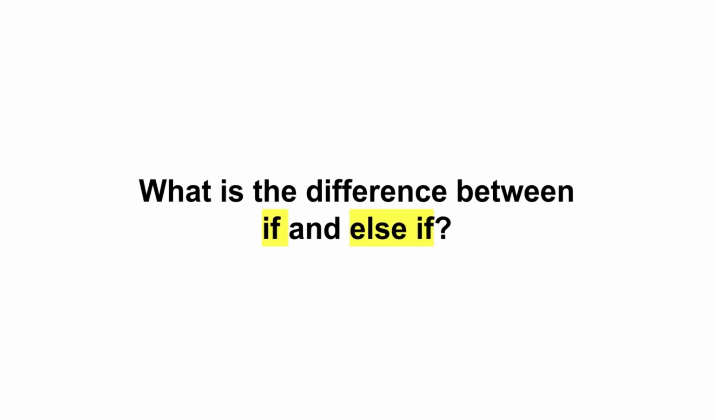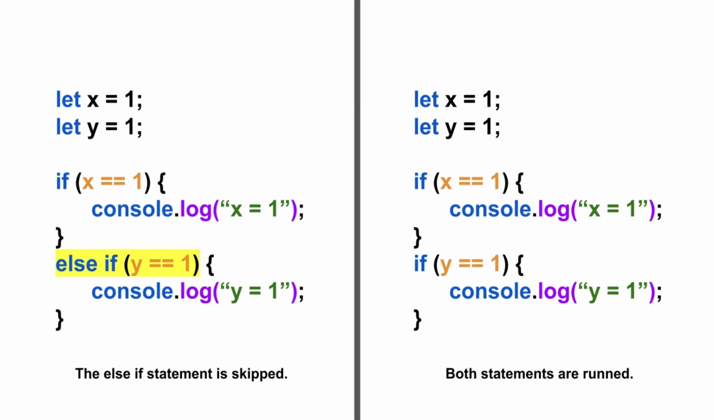What is the difference between if and else if? The main difference is that the else if statement is ignored if its initial if statement is true. But if we are using two if statements, both will run if both are true.